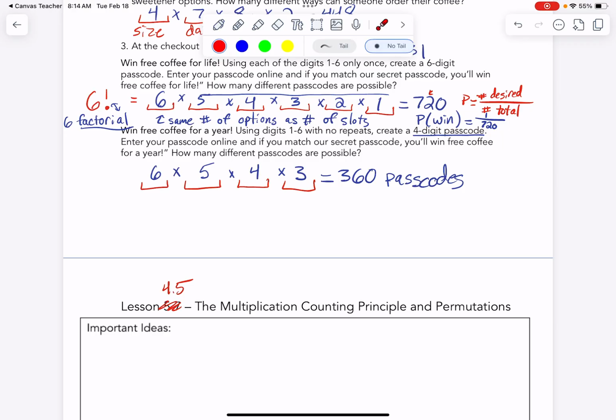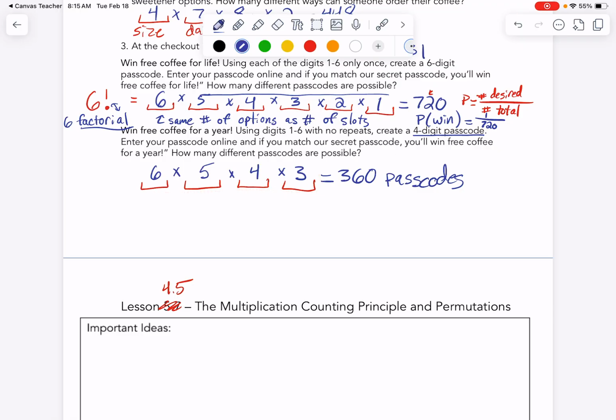All right, so what's different about this one is we have fewer slots than we have options. And that's going to change the math a little bit, as we see. So up here, 6 options, 6 slots, we had 720 different possibilities. And then over here, 6 times 5 times 4 times 3, we have a little bit fewer possibilities because we have fewer slots going on.